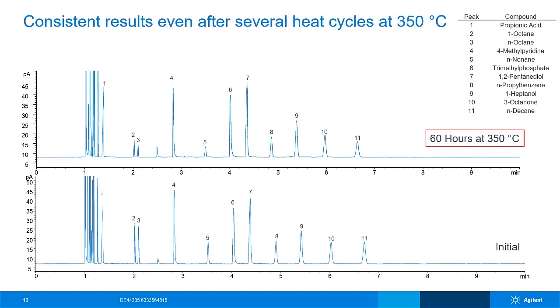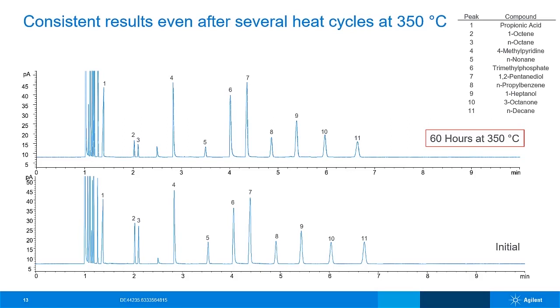This is the 5MS UI. The bottom chromatogram is the initial chromatogram. This is a test mix with some challenging analytes. We have alcohols, acetones, ketones, aldehydes, acids. And you can see the behavior of the column after 60 hours at 350 Celsius. This is when you start to see, with a column with poor performance, tailing and huge changes in selectivity and retention time.